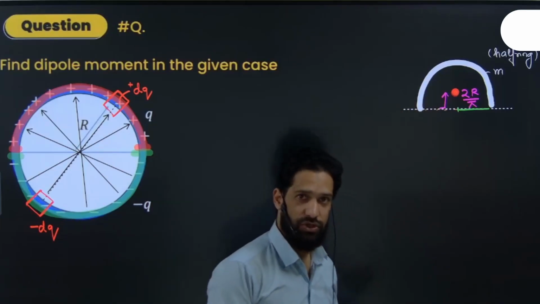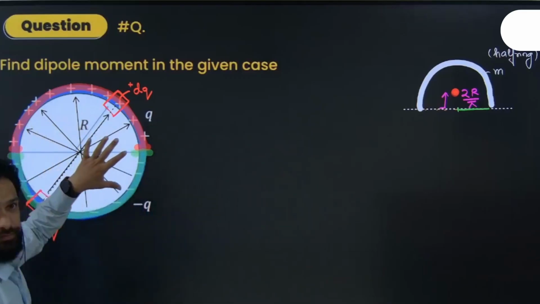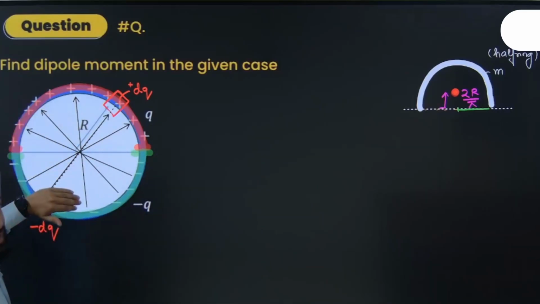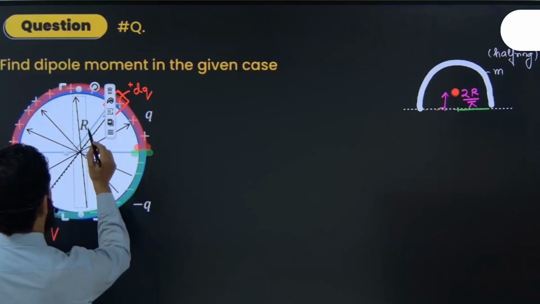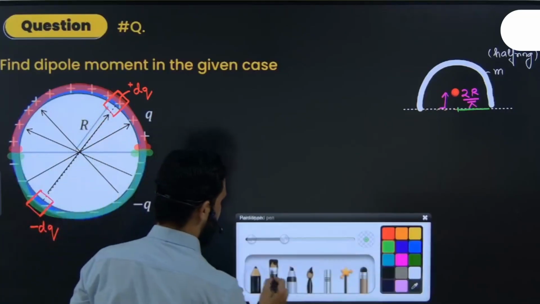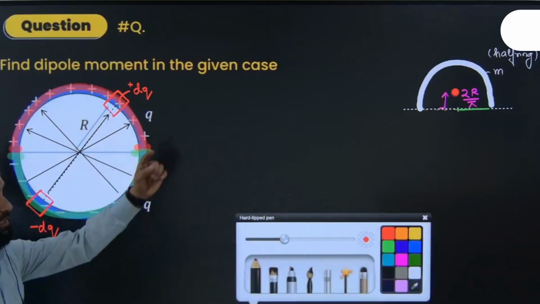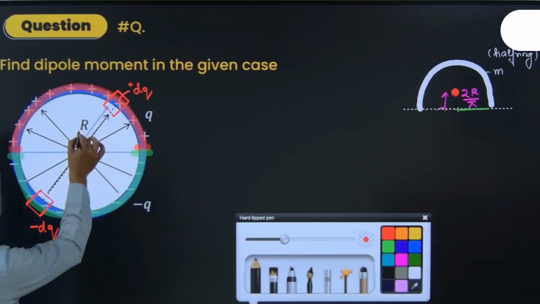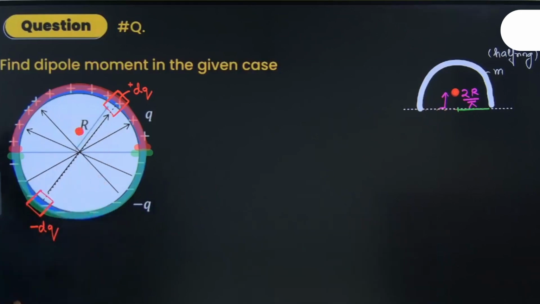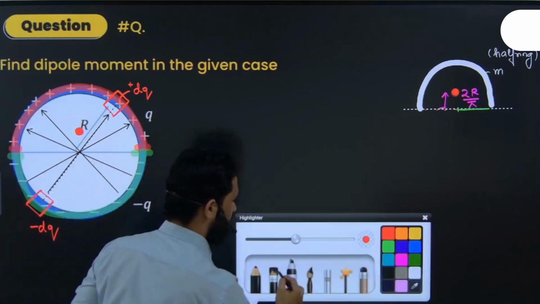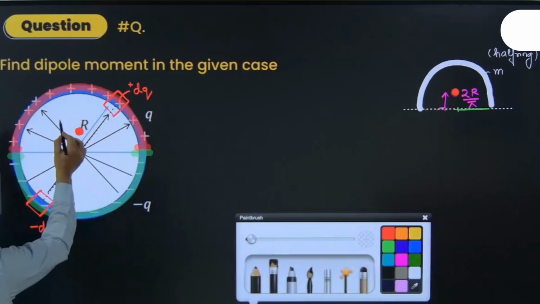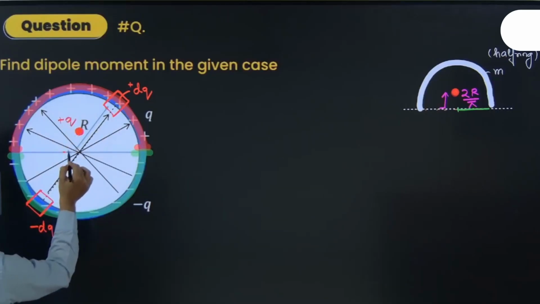So now here also, if there is a ring, half of it is positive, another half is negative. So we can imagine the positive half is having the center of charge, like there is the center of mass. Here I will say positive is having a center of charge. It means the whole positive charge is assumed to be concentrated somewhere here. At what distance? 2r by pi in the upward direction.